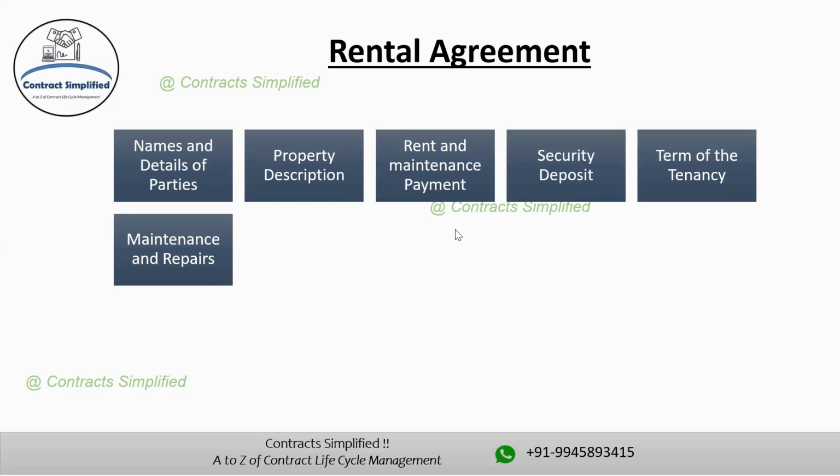Next one is termination and notice. The agreement includes provision for terminating the tenancy, including notice period required by either party and the format in which notices should be given. This helps to establish a clear process for ending the rental agreement. Termination grounds also will be consisting the consequences of rent payment defaults, including the eviction process and other penalties.